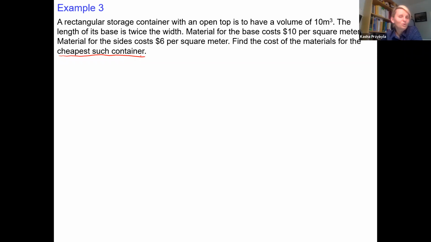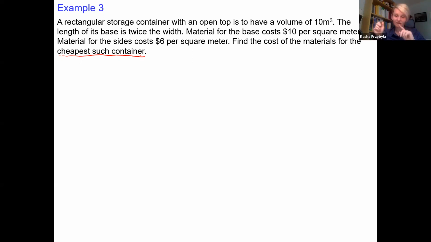And now, of course, silly question, but I have to ask, are we going to maximize something or minimize? That's first of all. Minimize, because we can see we want the cheapest container. And what will we minimize? What kind of function do we have to create? Minimize the cost. Okay.